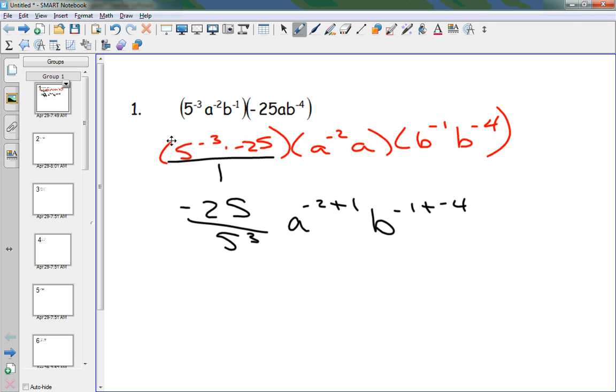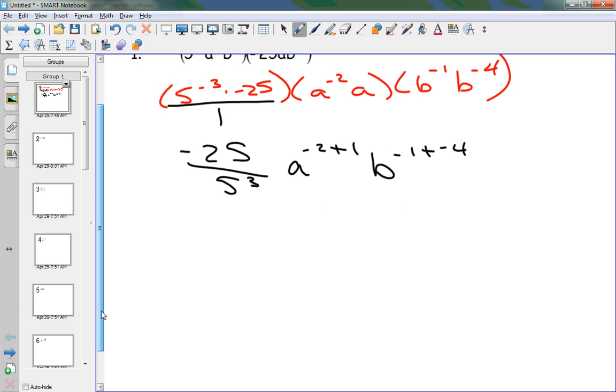How do I rewrite the number 25? 5 squared. So what I have going on here is negative 1 times 5 squared over 5 cubed, a to the negative 1, b to the negative 5. The negative 1 is there because it's a negative. 25 is 5 squared. So how many 5s do I have on top? 2 5s. How many 5s do I have at the bottom? So what happens? How about those 5s are gone up there, and this 5 cubed turns into just a 5?